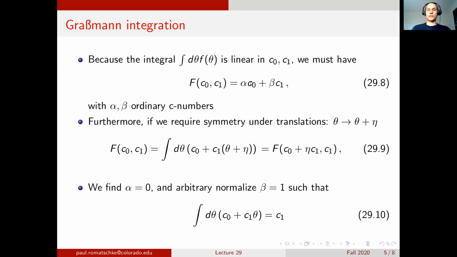Since f is a linear function, you can plug this in to equation 29.9, and you find that this coefficient alpha here has to be 0, because that's the only choice that we have, that f of c0 and f of c0 plus eta c1 has to be the same. Beta in principle could be arbitrary, but it is customary to normalize the coefficient beta to 1. So using this normalization, we find the integration rule that the integration d theta of c0 plus c1 theta is equal to c1.